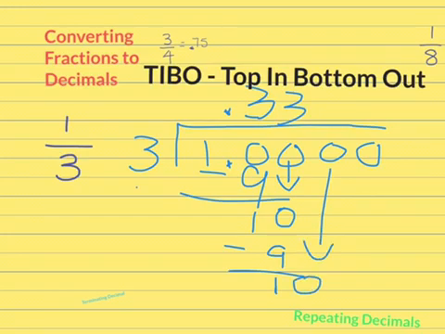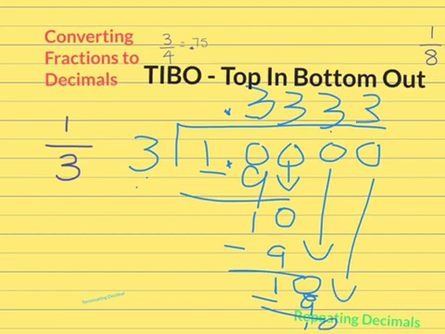Now, how many times does 3 go into 10? Well, again, it goes in 3 times. And 3 times 3 is 9. And 10 minus 9 is 1. Oop, we're running out of room. Now we bring down another 0. And again, how many times does 3 go into 10? 3 times. So it looks like we're in a pattern here, and the 3s are just going to keep repeating and repeating. We call that a repeating decimal.